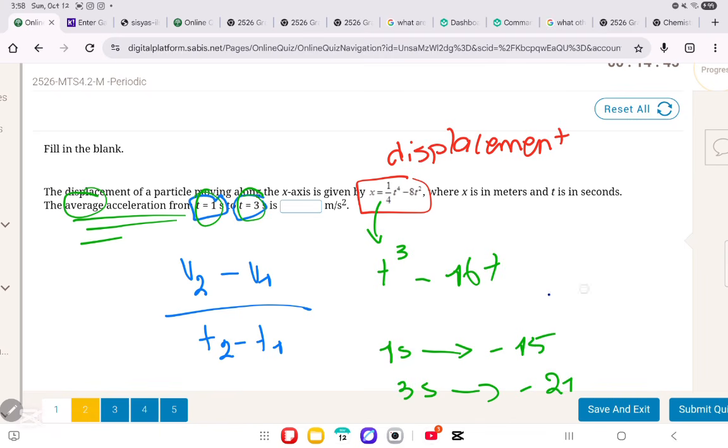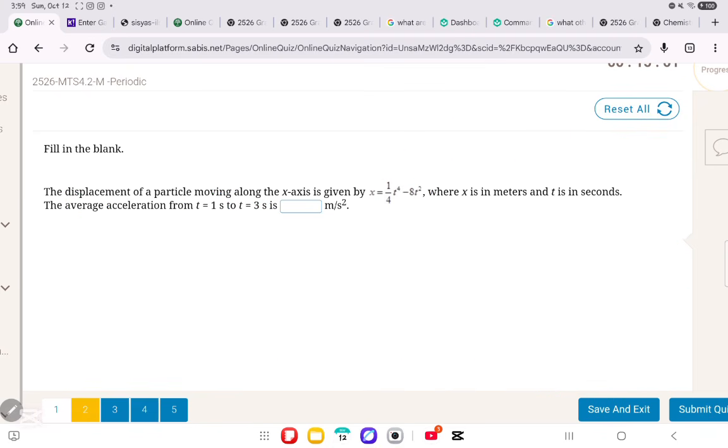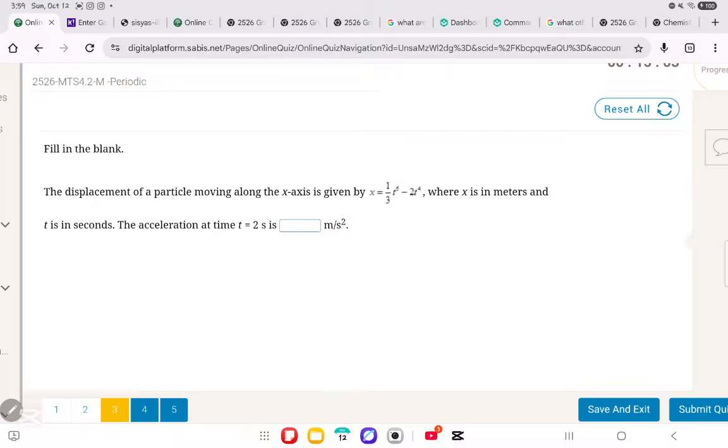So now we do v2 minus v1 over time 2 minus time 1, so minus 21 minus minus 15 over 3 minus 1. So put it on the calculator, and you will get an answer of minus 3 meters per second squared. We move on to question number 3.